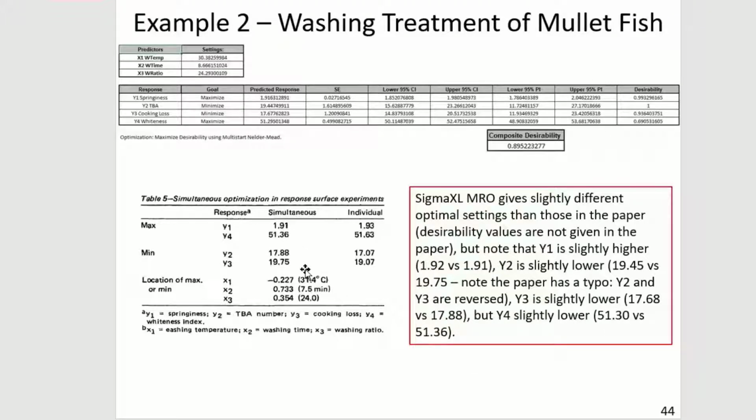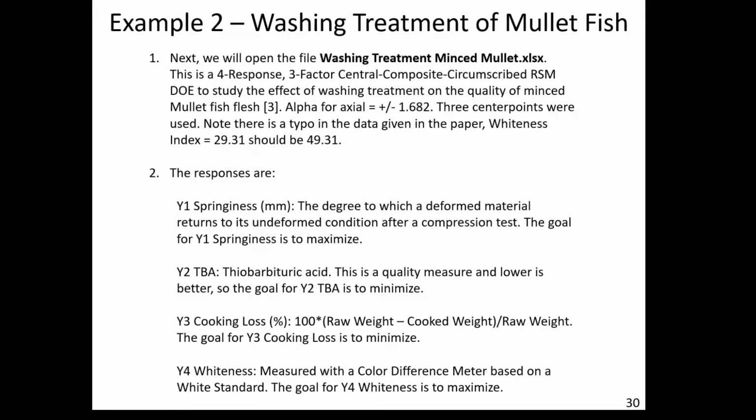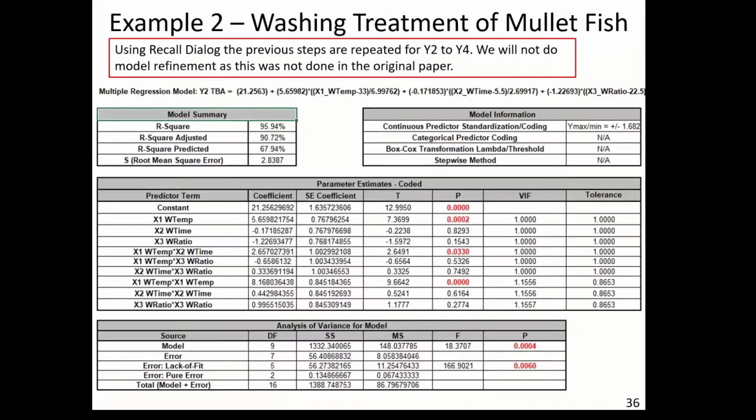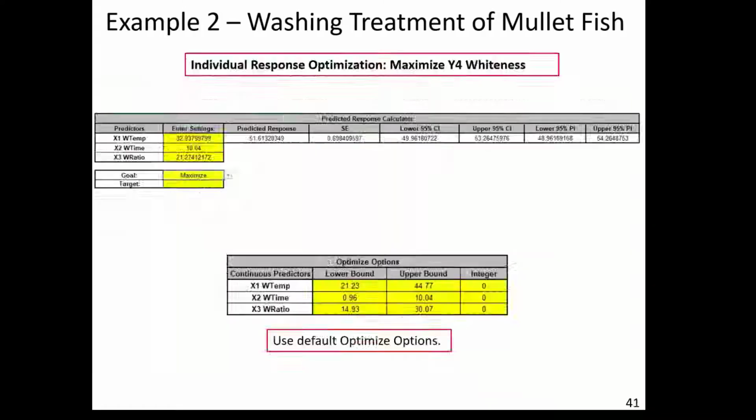So we did quite well finding that sweet spot that simultaneously optimizes the four responses of springiness, TBA, cooking loss, and whiteness. All right, so that's the second example. I think what I'll do for the third example is let me just show you some of the slides so at least you can see what was done. We don't have time to actually go through and do it.